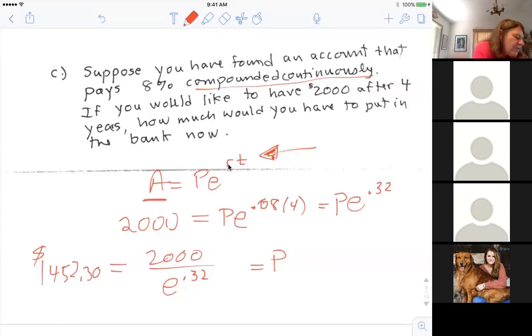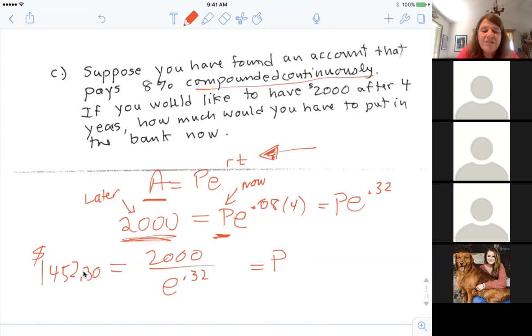They're giving me the amount that I want after 4 years and asking me to find what I have to put in now. The P is the now. The 2,000 is later. And I want to have that $2,000 later. And the P is now. So they're saying, okay, if it's 8% and you're going to do this for 4 years, how much would you have to put in right now to have that 2,000? So in this case, guys, the P is your variable. So I've got 2,000 is P e to the 0.32. Easy problem. Divide by e to the 0.32, and it'll isolate P. And 2,000 over e to the 0.32 I got was 1,452.30.